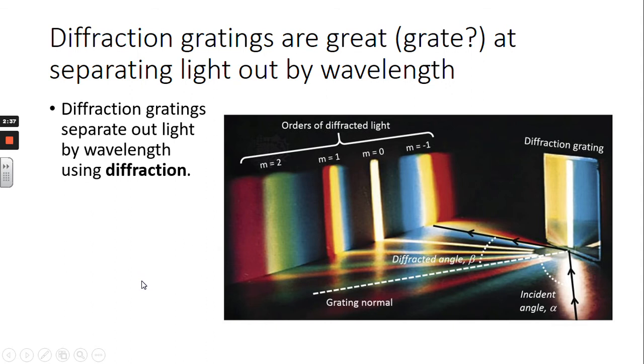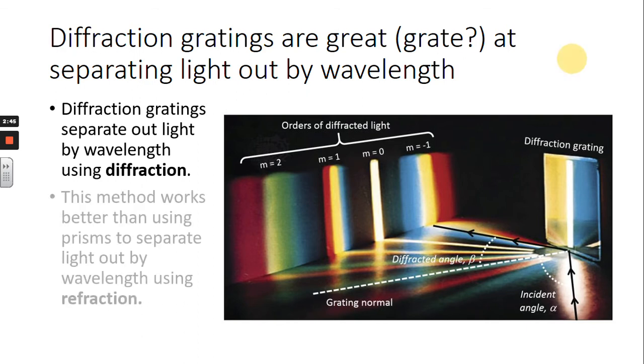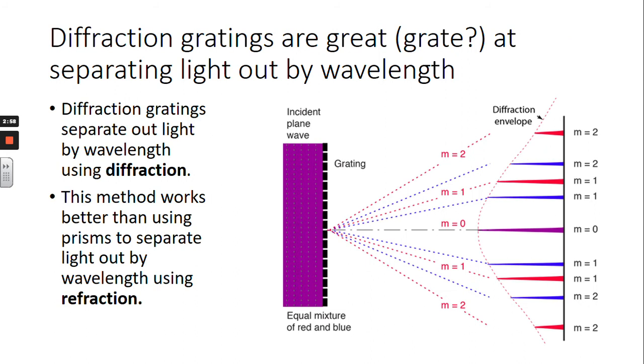So diffraction gratings are a great way to separate light out by wavelength. They do so using diffraction. We saw prisms did that using refraction earlier, but this uses a different wave property, diffraction. It works better than prisms, it turns out. So getting light to separate out by bending, refraction, isn't as good as curving around a barrier and diffracting.